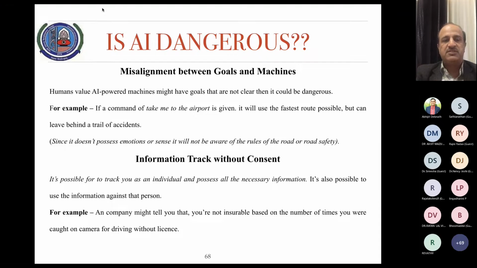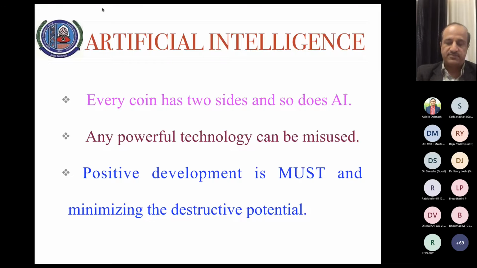Without your information, somebody is tracking your individual and personal information. Is it possible to use the information against that person? So a company might tell you that you are not insurable based on the number of times you were caught on camera driving without a license. We are also going to see that such information will be available in India also. Giving you some benefits, but also giving you some question marks, we have to think about these.